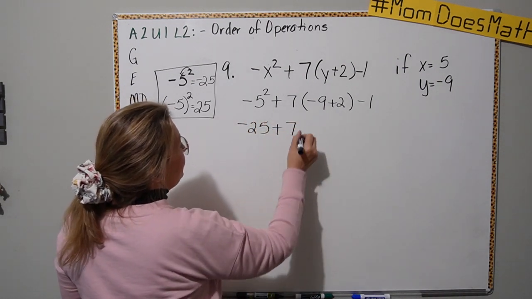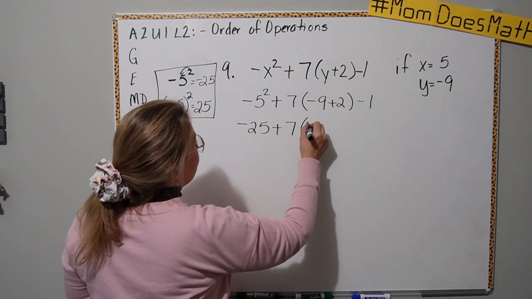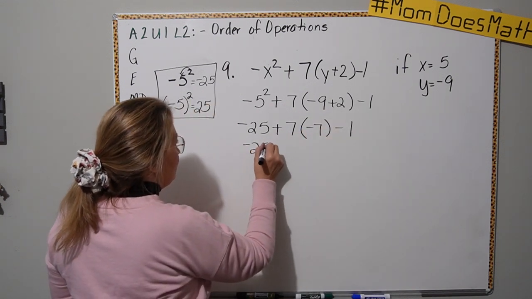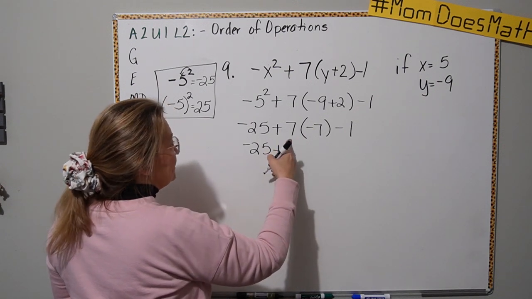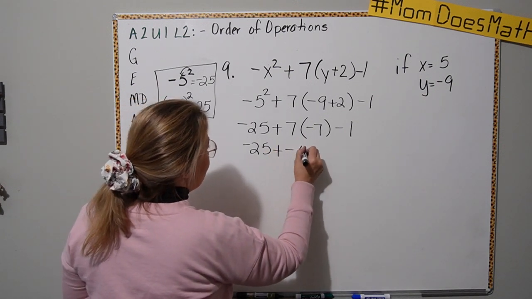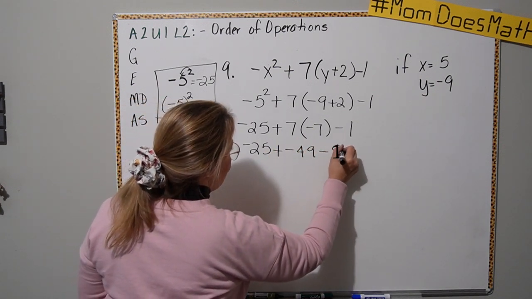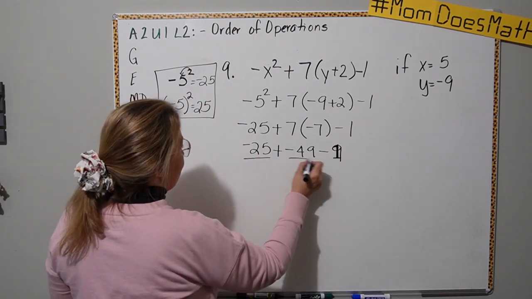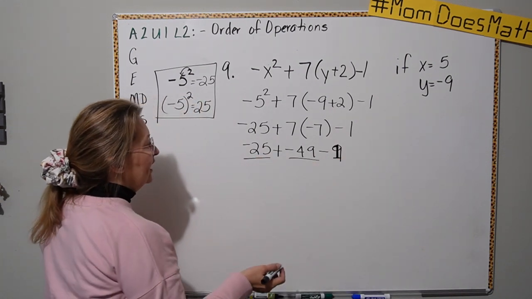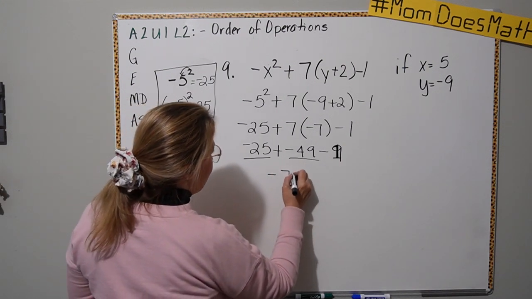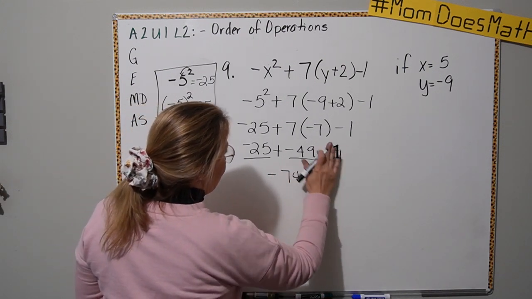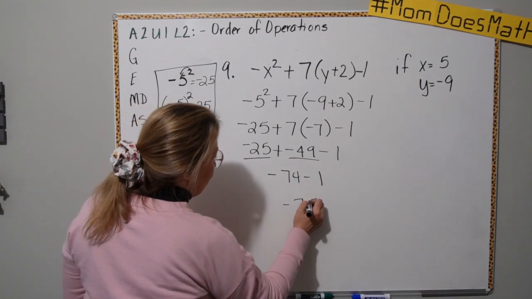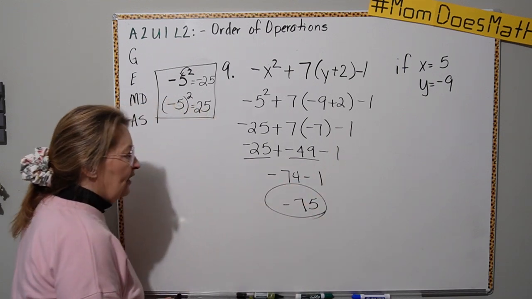Now, inside the parentheses here, negative 9 plus 2 is negative 7. So now I have negative 25 plus 7 times negative 7 is negative 49. And left to right, everything's added and subtracted. Negative 25 plus negative 49 is negative 74. This was a 1. Minus 1 is negative 75.